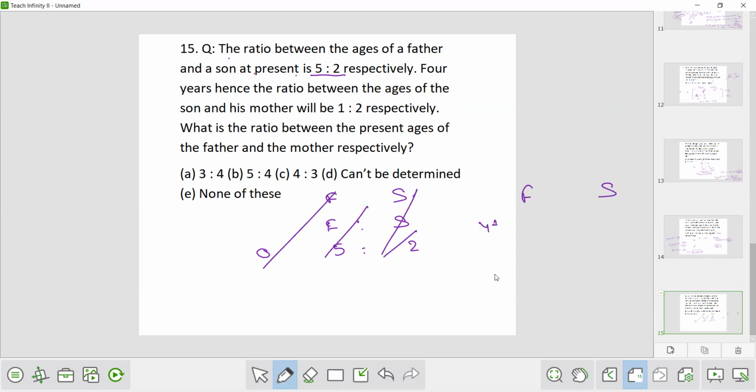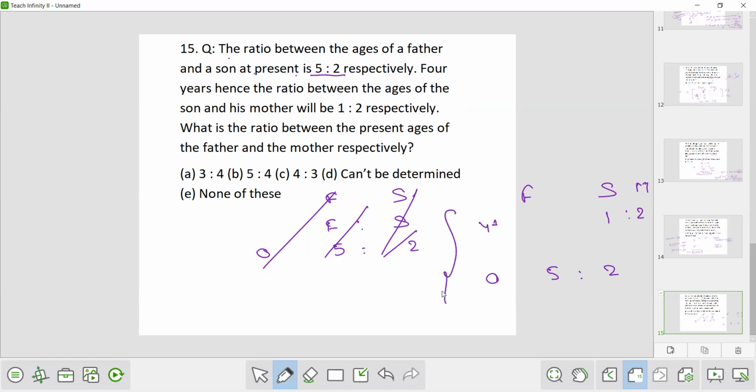4 years hence and at present. So at present, the ratio between the age of father and son is 5:2. Father is 5, so son is 2. And 4 years hence, the ratio between the ages of son and his mother will be 1:2. If the son will be 1, the mother will be 2. Now, what is the ratio between the present ages of father and the mother respectively?